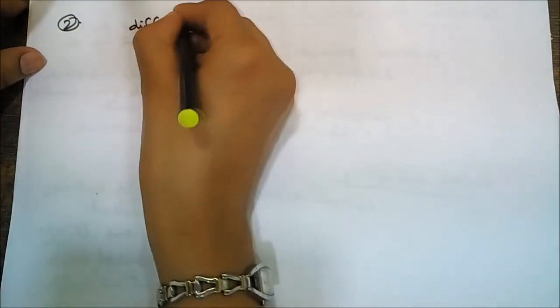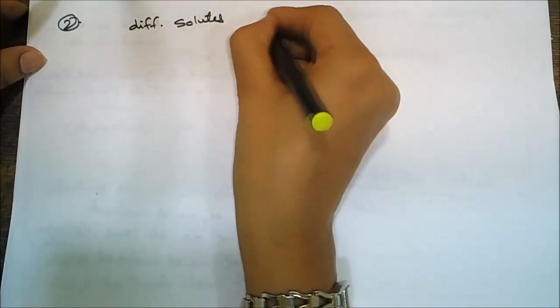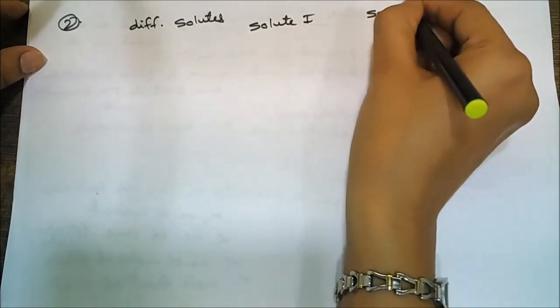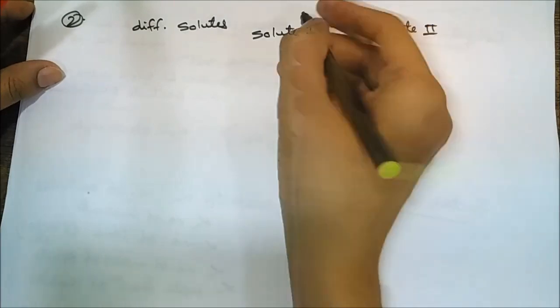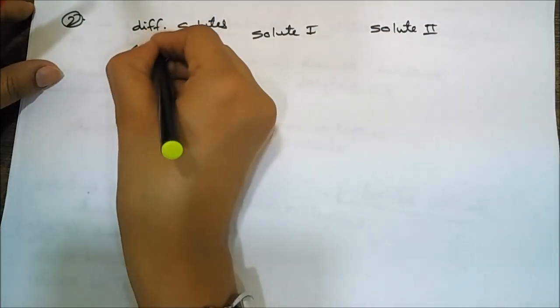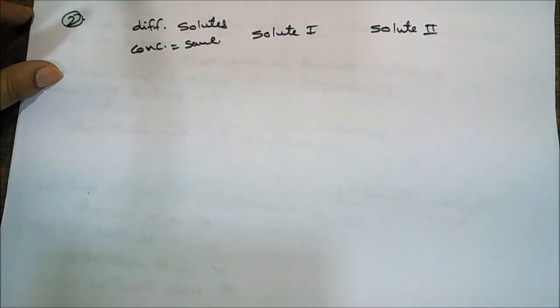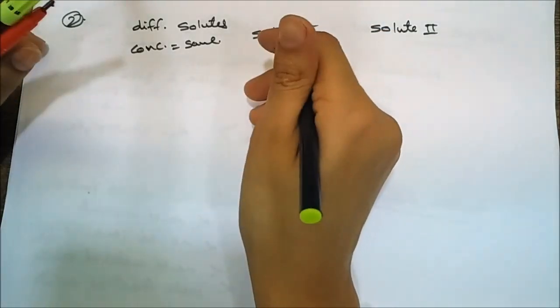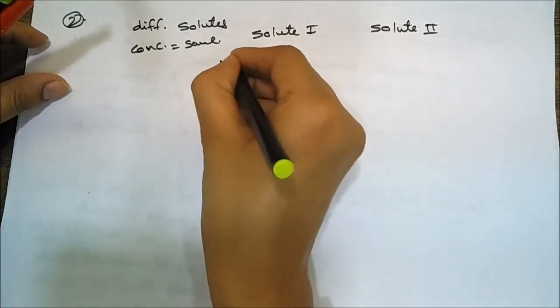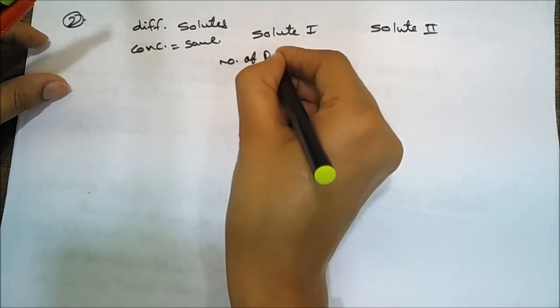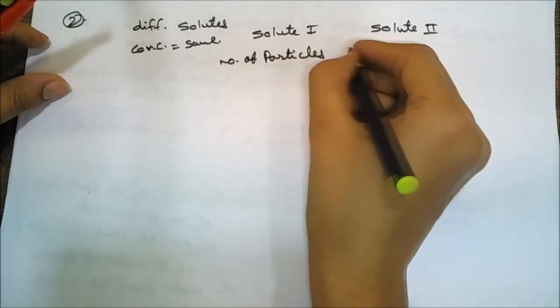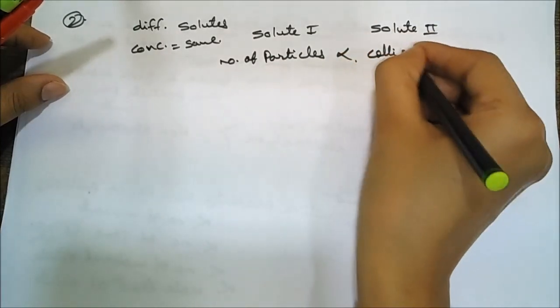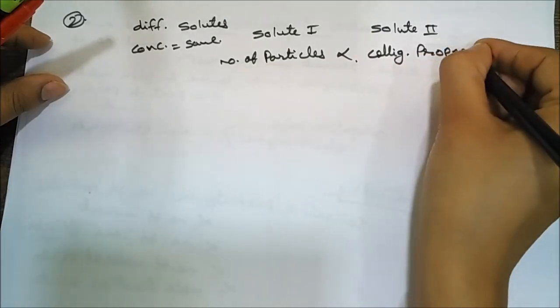The second is for different solutes. If we are taking different types of solutes, solute 1 and solute 2 of same molar concentration, concentration is kept constant, then the magnitude of colligative property is more for that solution which gives more number of particles on ionization.